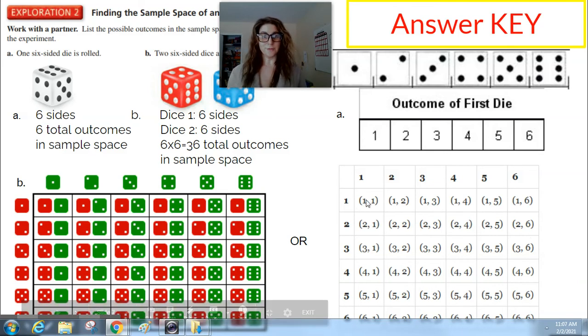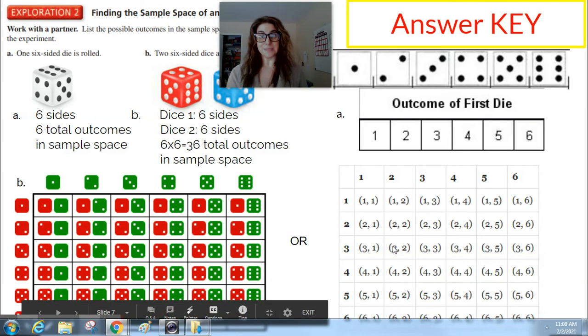Like I said, if I roll a 1 the first time, I could have 1 and 1. I could have 1 and 2, 1 and 3, so forth. I could have 2 and 1, 2 and 2, 2 and 3, so forth. And that comes up with 36 possibilities. And this is my sample space.